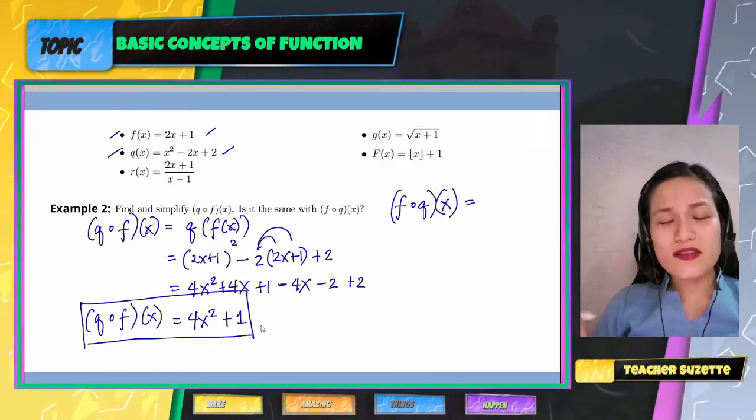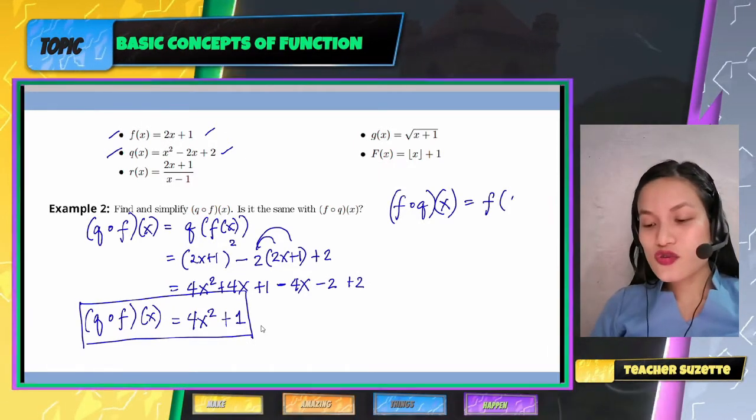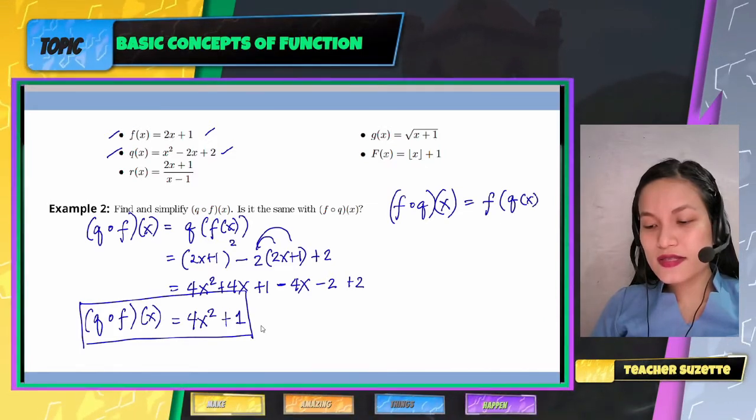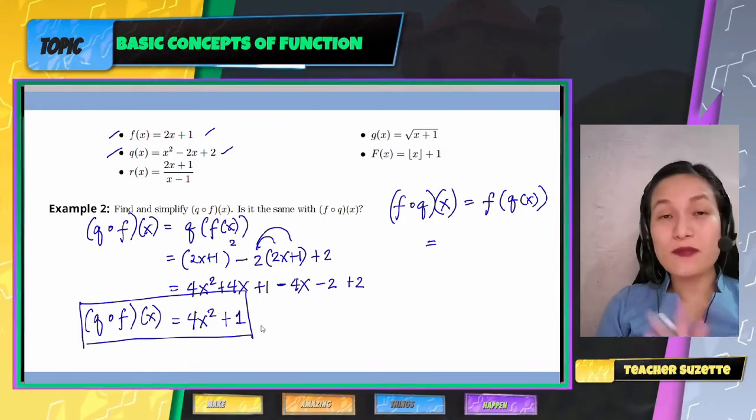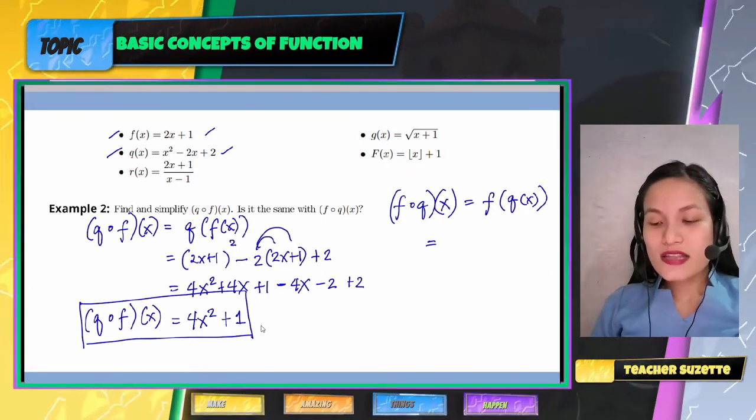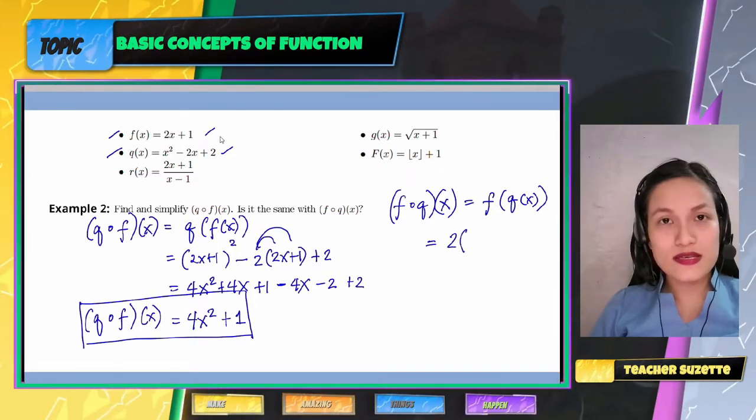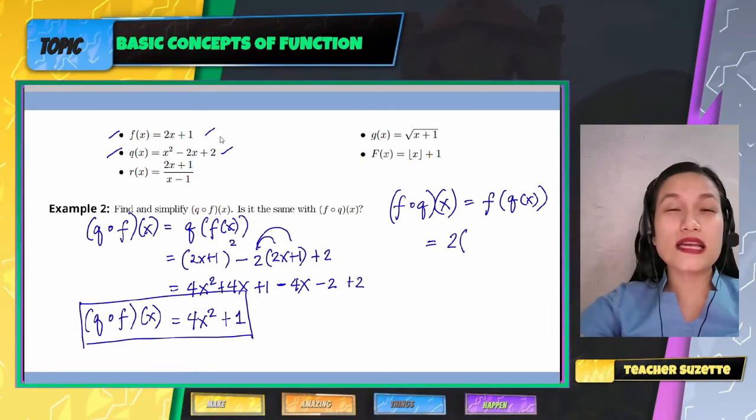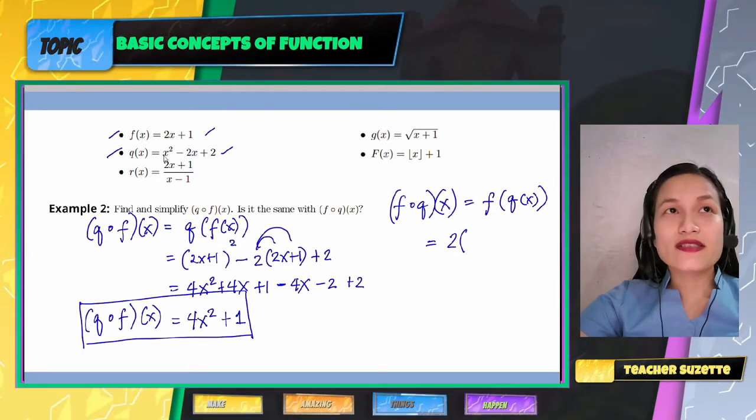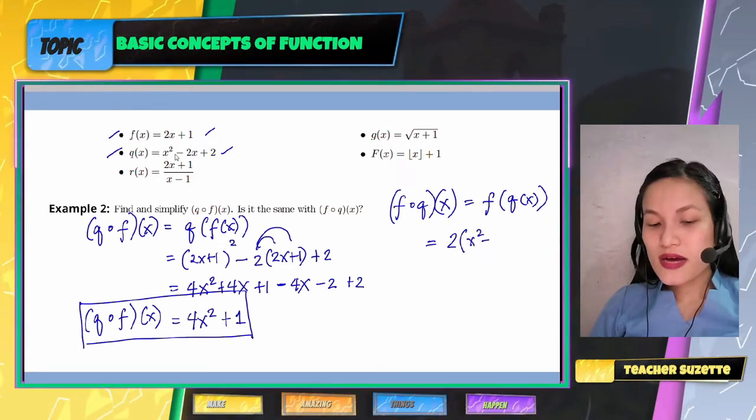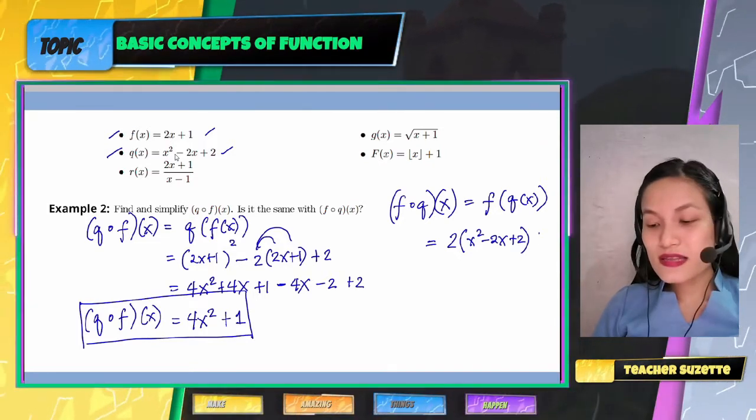So, obviously, by the definition, nasa labas yung f natin, and then our inner function will be q of x. So, same process lang naman po siya dun sa ating kanina, previous examples natin. So, ang ating f of x is 2x plus 1. So, that is 2 times, ang x natin ngayon, ang i-replace natin yung buong equivalent ng ating q of x, which is x squared minus 2x plus 2.